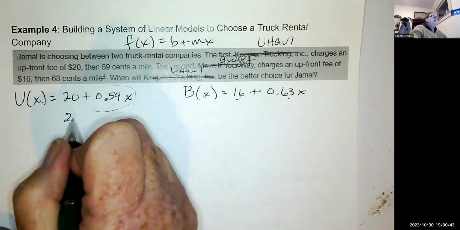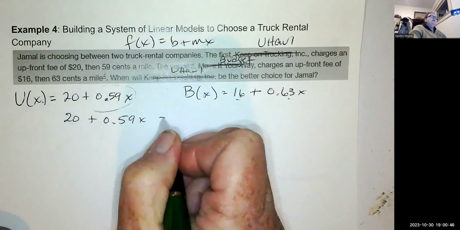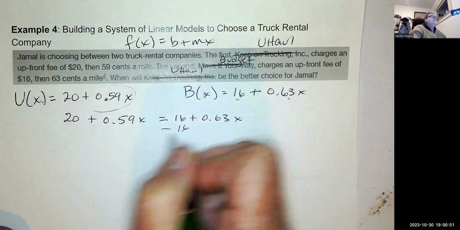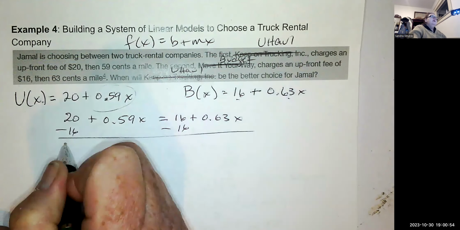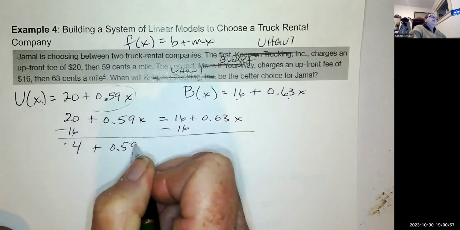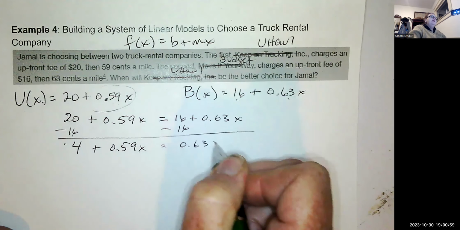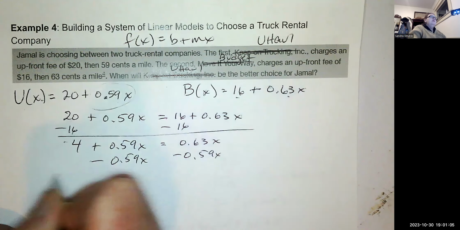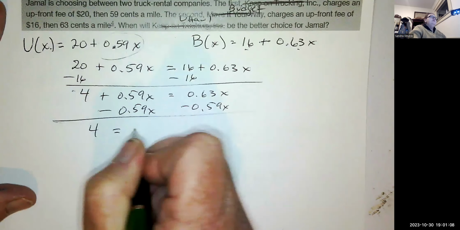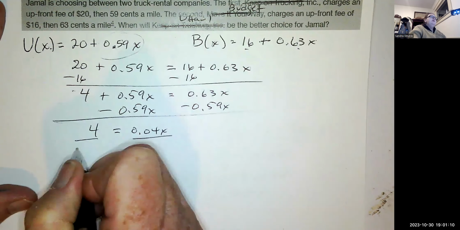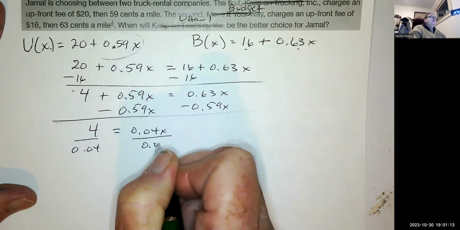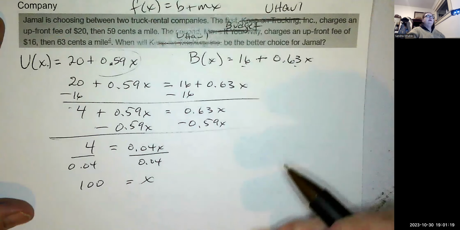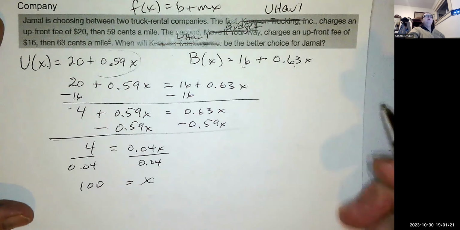Let's find out. 20 plus 0.59x is equal to 16 plus 0.63x. I'm just going to solve for x. Subtract 16 from both sides. I get 4 plus 0.59x is equal to 0.63x. Subtract 59 cents times x on both sides, and we get 4 is equal to 0.04x. Divide both sides by 0.04, and x equals 100.